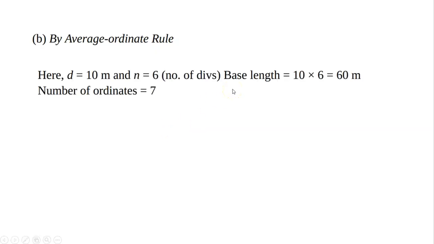Right, the next one, by the average ordinate rule. This seems to be one of the very simplest methods here. D is 10 meters and there are a number of divisions. The base length is 6 divisions, but the number of ordinates is 7. If you consider the number of ordinates as n, you would always see n minus 1 bases. So the base length is 10 into 6, which is about 60 meters.